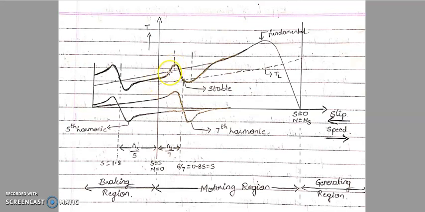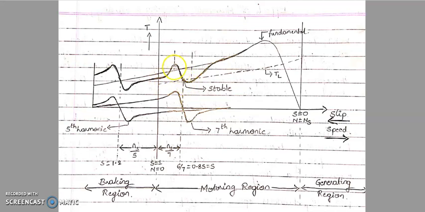True or not? From here to here, you can see, when compared to speed, because speed is on the x-axis and torque is on the y-axis, torque is increasing more; speed is increasing, but it is less. But from this point to this point, you can see torque is decreasing.